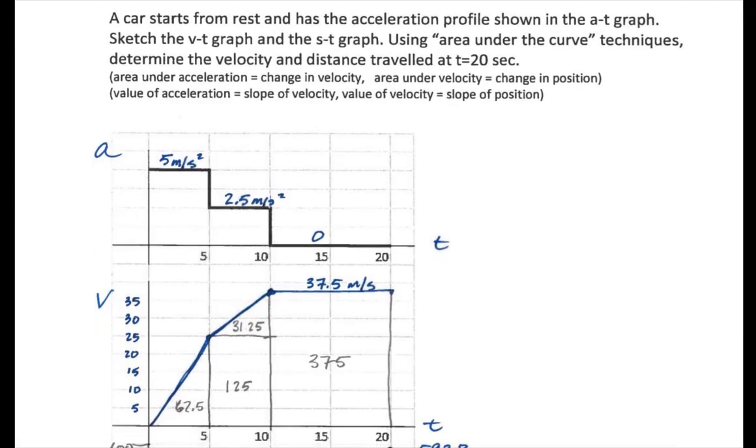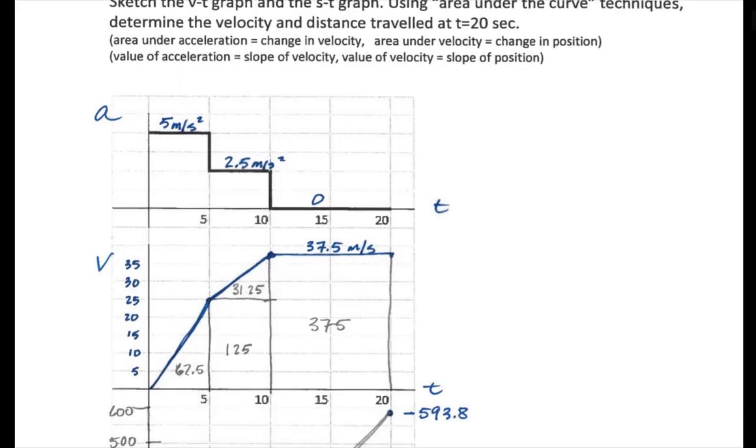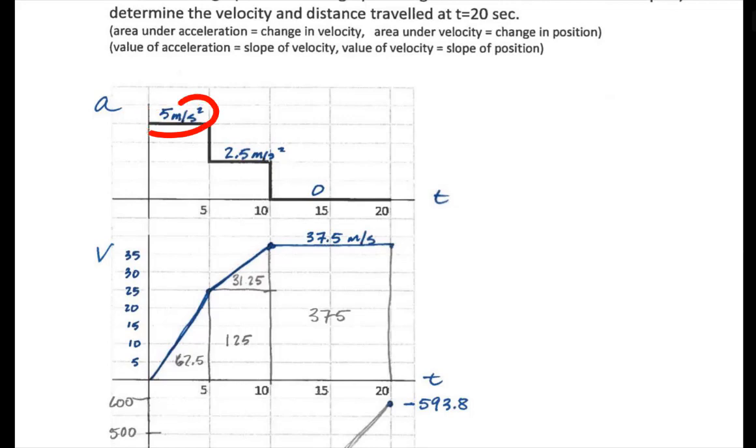So here's the example. Let's say that car A starts from rest and has the acceleration profile shown in this graph. In other words, he starts at 5 meters per second squared for 5 seconds, goes down to 2.5 meters per second squared for 5 more seconds, and then he goes to 0 acceleration for 10 more seconds. What does the velocity picture look like? When acceleration is constant, velocity increases linearly. Here, acceleration is still constant, and so velocity still increases linearly, but at a different rate.